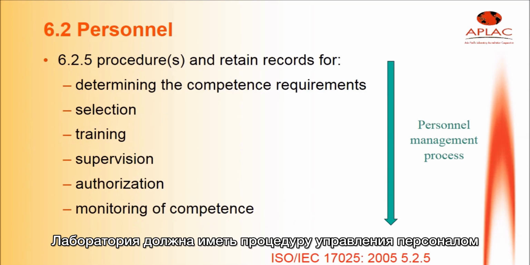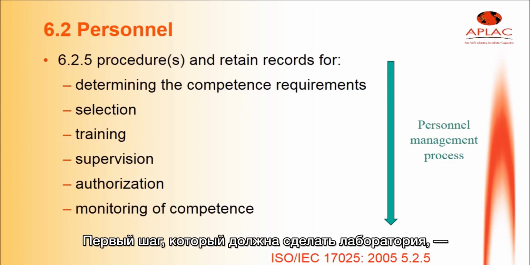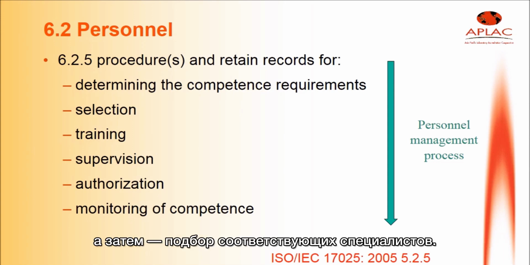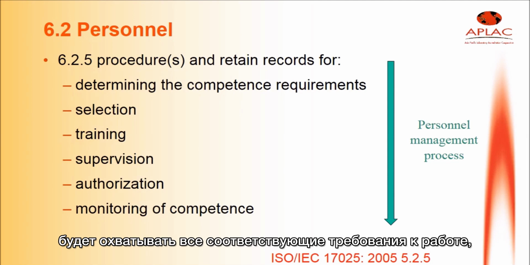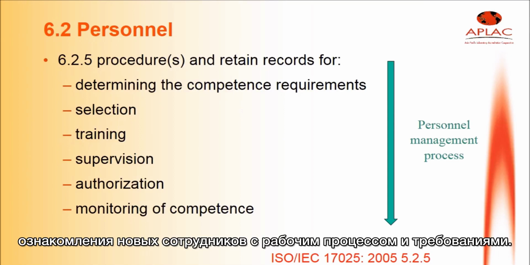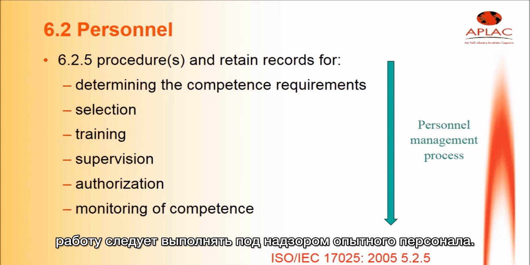The laboratory shall have a procedure for the personnel management process and retain the relevant records. The first step that the laboratory shall take is to determine the competence requirement for each position, then select the appropriate persons. After employing new staff, the laboratory shall provide training for them. The training will cover all the requirements relevant to the job he or she is going to take. On-the-job training is the most efficient way to let the new staff know the work process and the requirements. The staff in training cannot work independently and shall be supervised by an experienced staff.